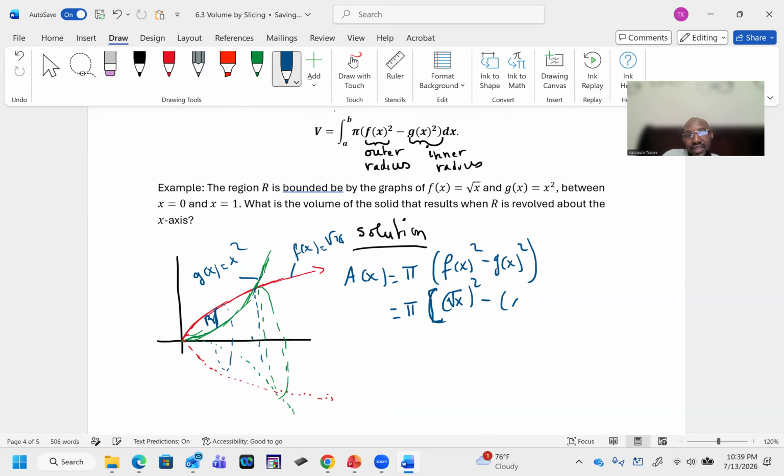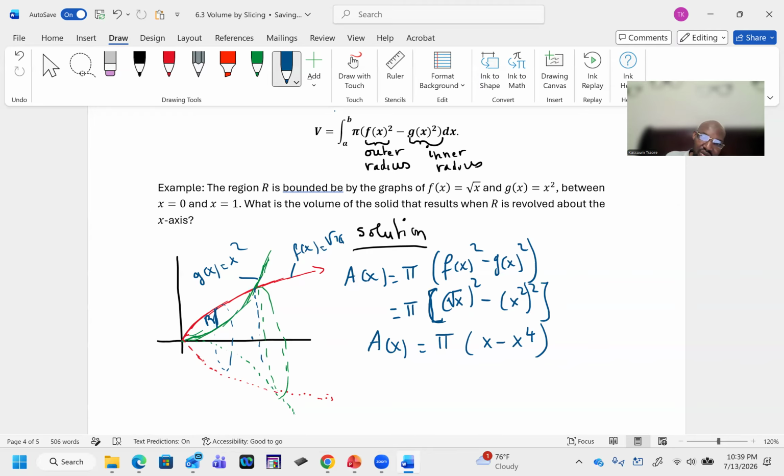Minus g of x, which is x squared, squared. So if you check, the square root and the square will cancel out. So this one will give us what? x minus x to the power of 4. So our A(x) will be equal to pi times (x minus x to the power of 4).